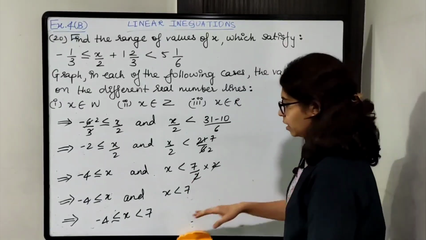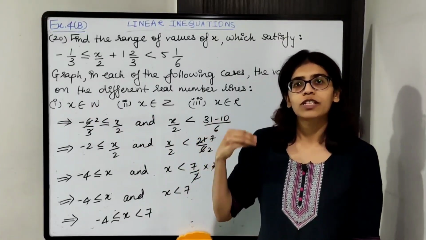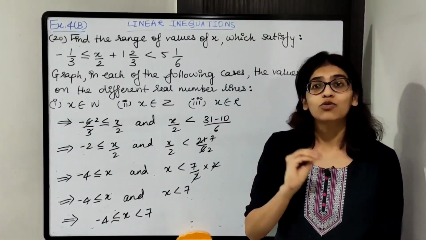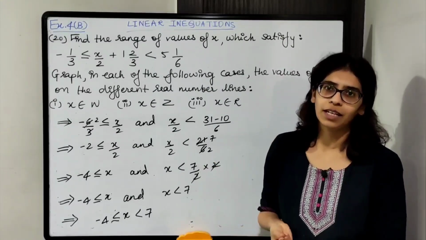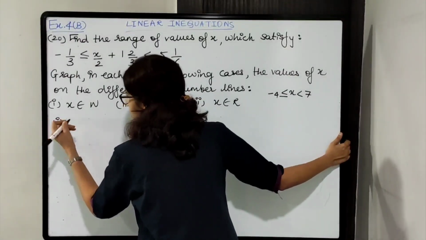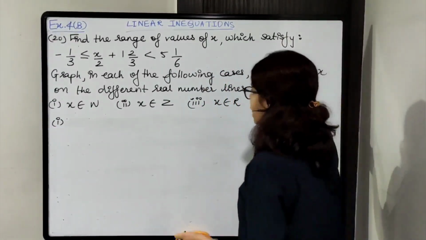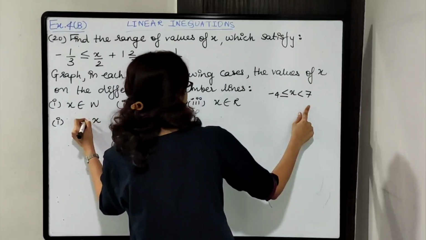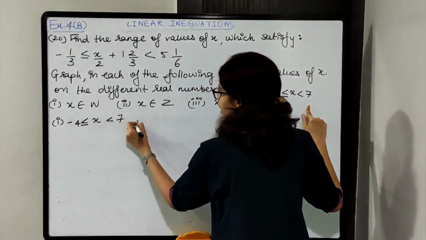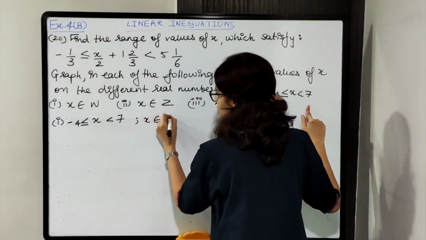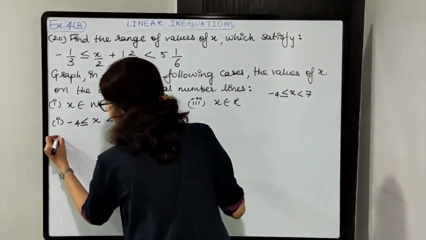So here, first case, we will consider where x belongs to the set of whole numbers. What will be the solution set? First we'll find out the solution set and then we'll plot it on the number line. So first condition, we got the range of x, so we'll write down x is greater than or equal to minus 4 and less than 7, where x belongs to the set of whole numbers. So what will be the solution set?